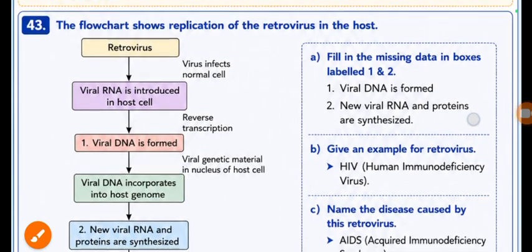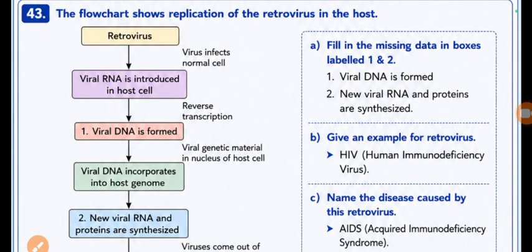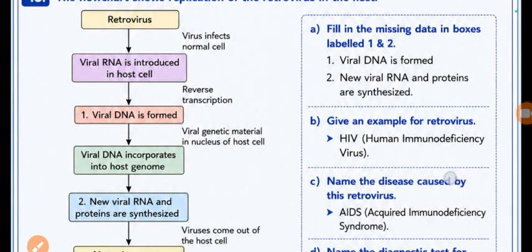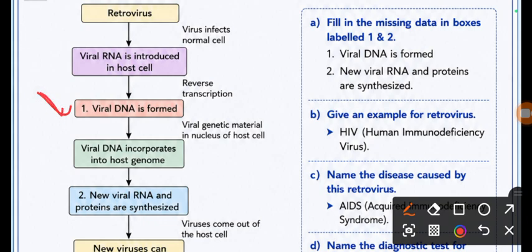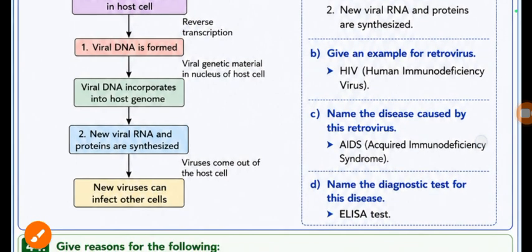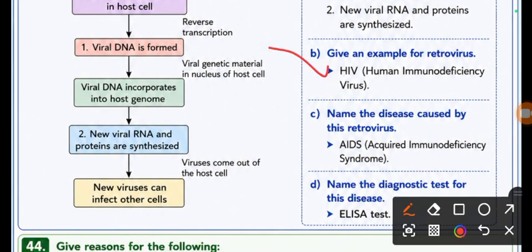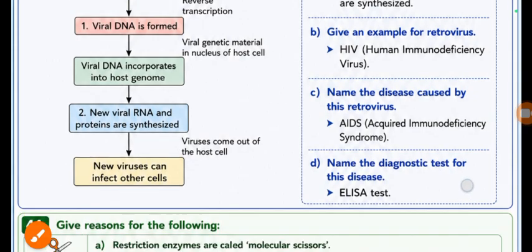Next question is flowchart of replication of retrovirus like HIV. Here the flowchart is completely written. You can see, first, this was blank. It is viral DNA is formed due to reverse transcription from viral RNA. And B is HIV. Example of retrovirus is HIV, human immunodeficiency virus. Name the disease caused by the retrovirus is AIDS. And diagnostic technique for the HIV AIDS is ELISA.